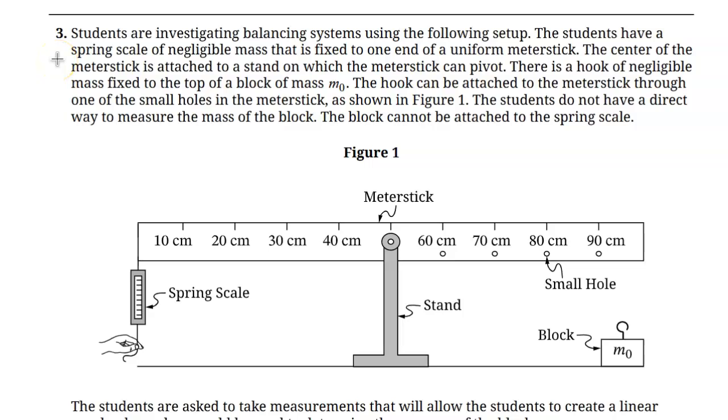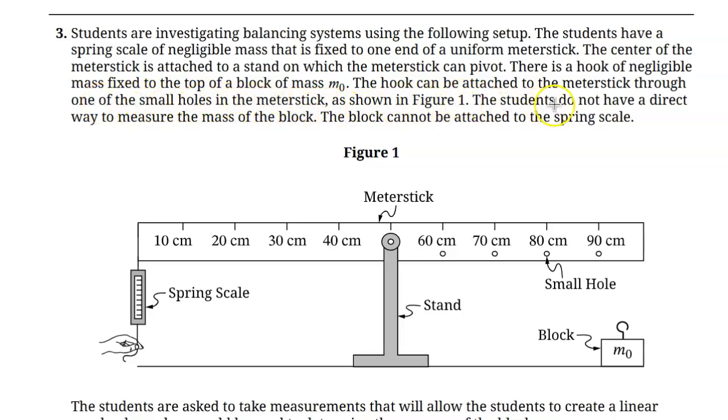In this video, we're going to work through a rotations free response question for AP Physics 1. Students are investigating balancing systems using the following setup. The students have a spring scale of negligible mass that is fixed to one end of a uniform meter stick. The center of the meter stick is attached to a stand on which the meter stick can pivot. There is a hook of negligible mass fixed to the top of a block of mass m0.